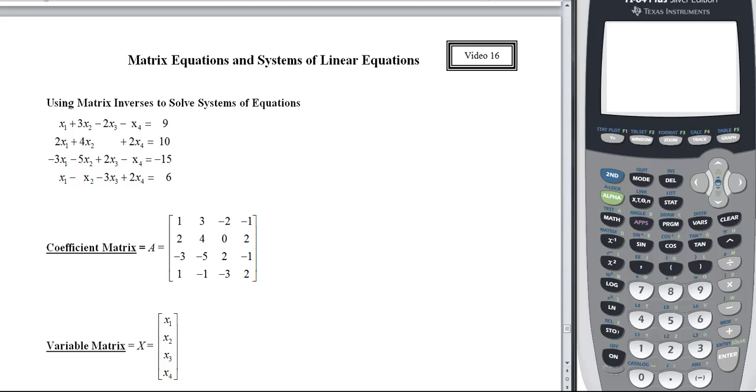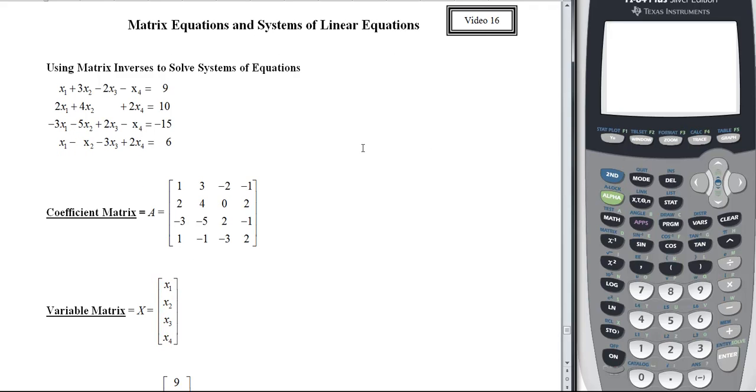Now we're going to look at matrix equations and systems of linear equations. We're going to be using matrix inverses to solve systems of equations. So this is just another method of solving an equation. I've got some terminology, and a lot of it you've already been hit with.